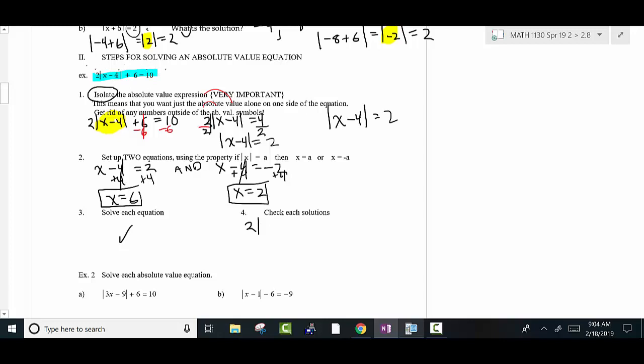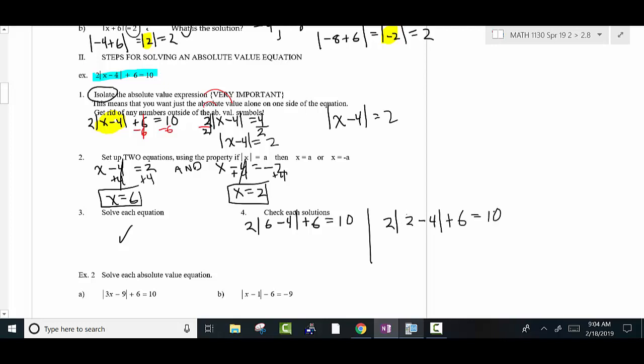And always go back to the beginning when you check, so just plug in the 6. So we'd have 2 times absolute value of 6 minus 4 plus 6 equals 10. And then you would want to check the other one, which is 2 times absolute value of 2 minus 4 plus 6, and see if that's 10.